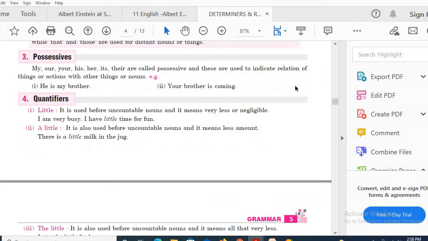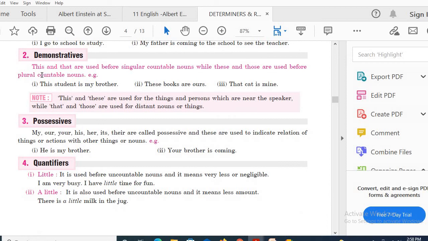Now possessives, this is something very important. See, if I say, but before that demonstratives are there. This and that are used before singular countable nouns, remember it. And these and those, okay, they are used before plural countable nouns. Just like if I say that student is my brother, these books are ours, that cat is mine. Okay, in this way you have to do.